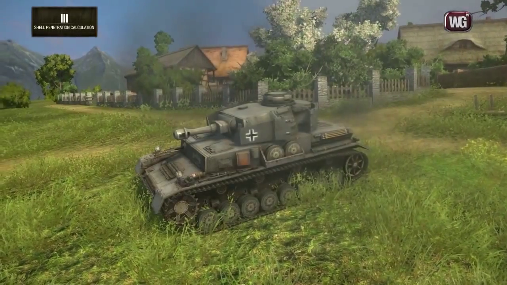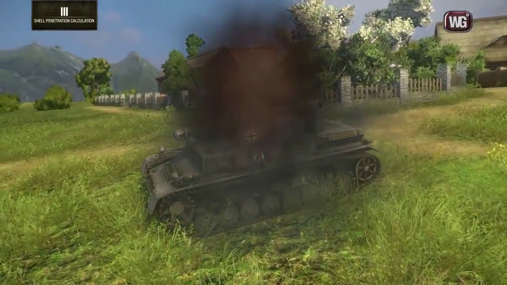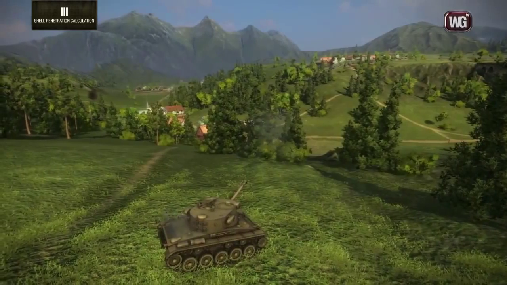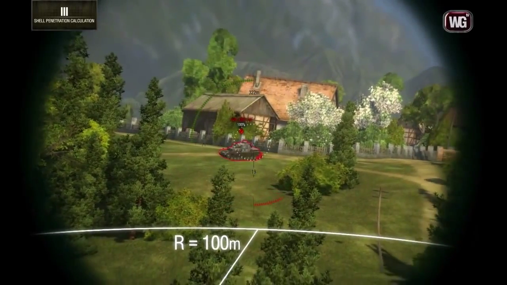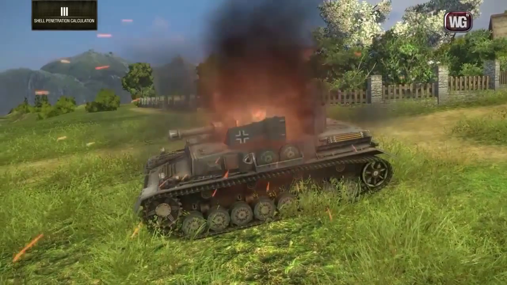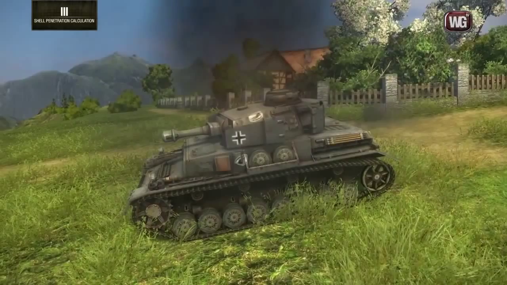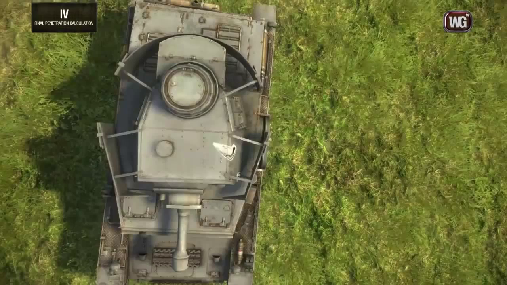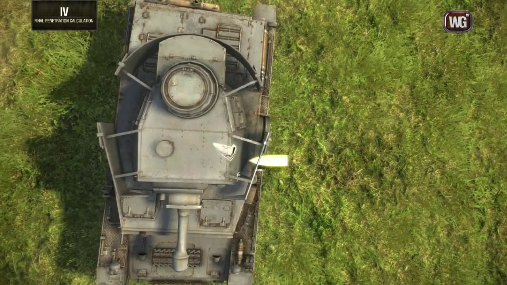The third step. At this stage, the penetration potential value of the shell is calculated. This depends on firing distance. Shooting from more than 100 meters away decreases the shell's penetration, and also on the random 25% fluctuation value. The fourth step. After penetrating the spaced armor, the shell keeps moving, but its penetration potential is reduced by the thickness of the spaced armor.